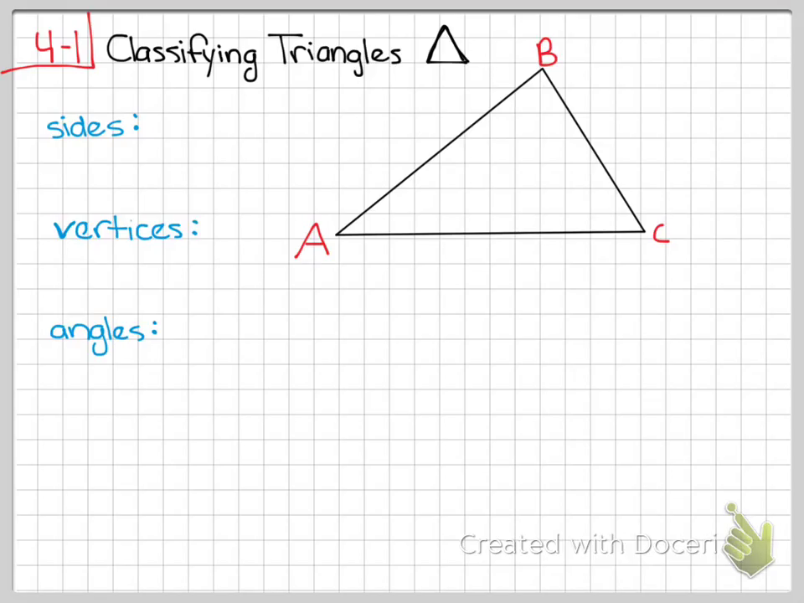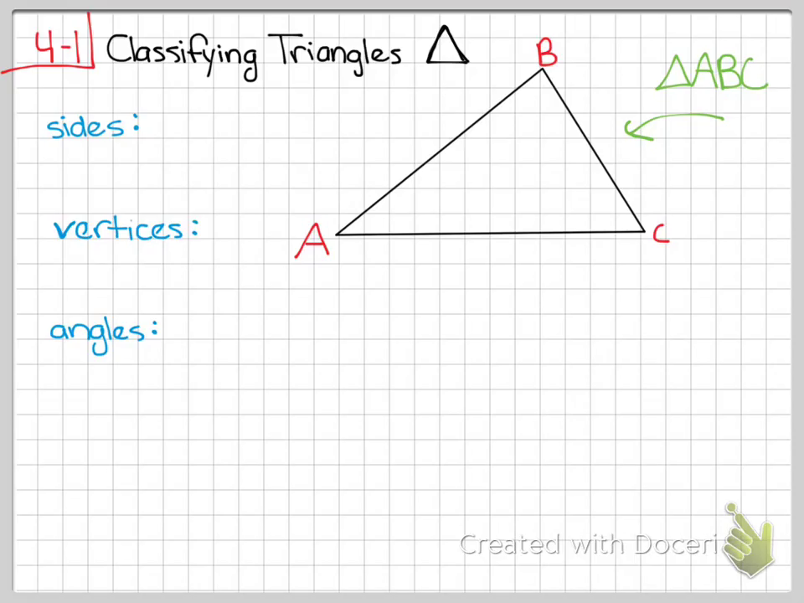Before we go straight into classifying, I just want to review with you real quick the different parts of triangles. If you look here, we have this triangle. If we were naming this triangle, we would call it triangle ABC. You can use the little triangle symbol and then the three points, those are called vertices of that triangle.